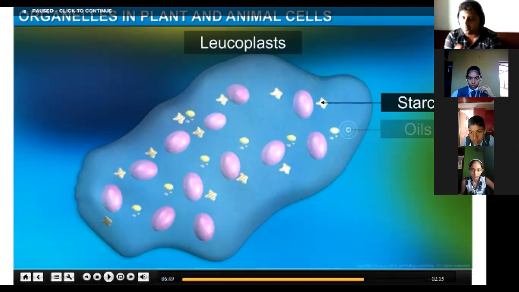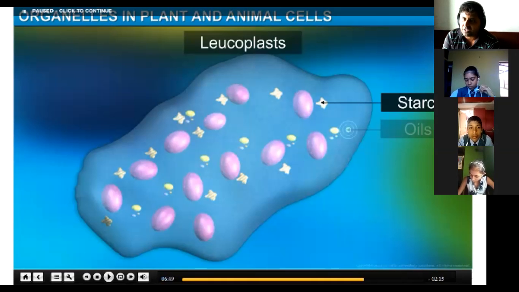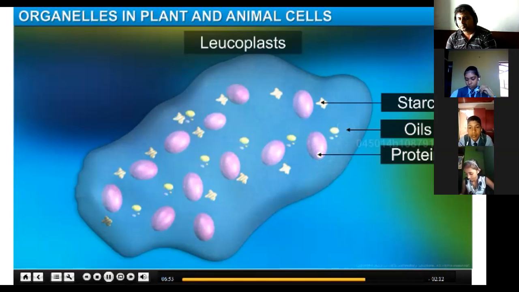The reaction is CO2 plus H2O gives rise to C6H12O6 plus O2. C6H12O6 is a starch present in the leaves, and this starch is synthesized by the photosynthesis process. That comes under the leucoplast, which is colorless. Oils and protein granules.